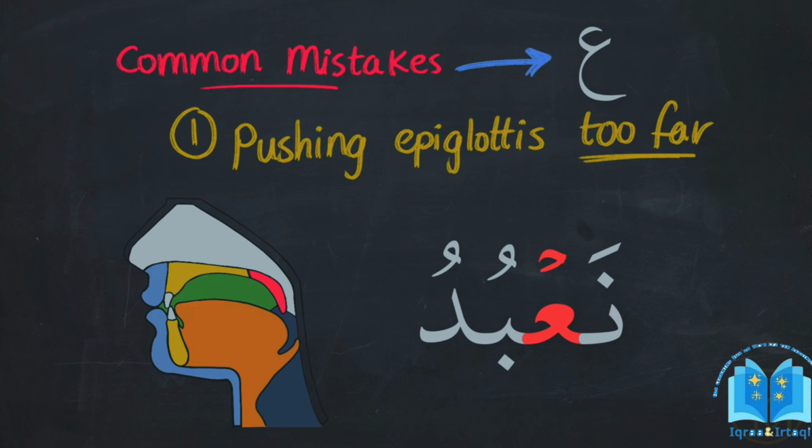And most importantly, to know if you're making the right sound, try to extend it a bit. Ah. If you can, then you are on the right track. If you are stopping and can't extend, that means your ayn is too hard and probably splitting words.